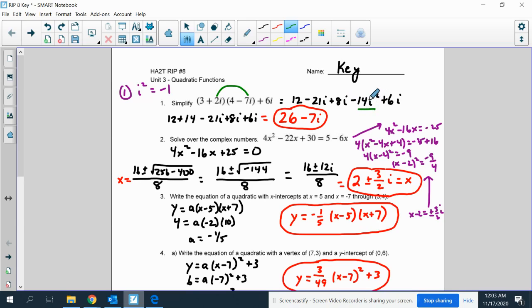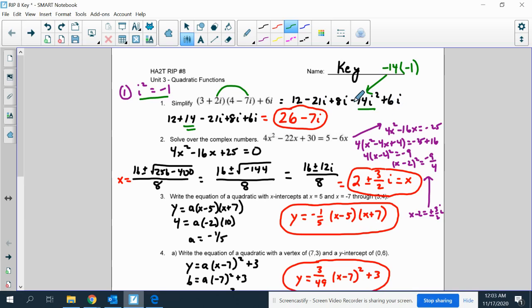A lot of people just put i. And also, i squared is -1. Therefore, negative 14i squared becomes negative 14 times -1, which is positive 14. So that was a common mistake. A lot of people did not change this to 14.